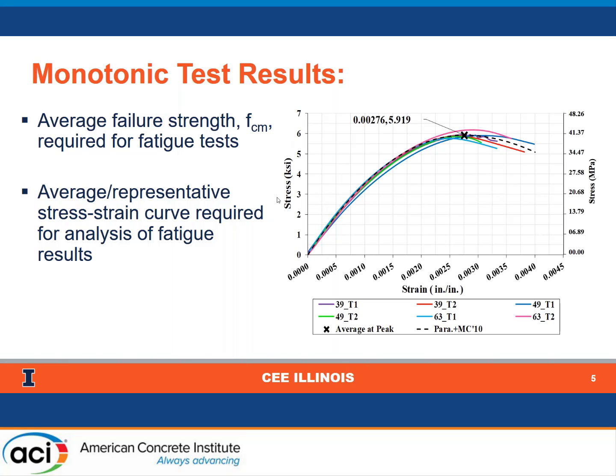So for this, we conducted monotonic tests throughout the duration of the fatigue tests at regular intervals, roughly every 10 days or so. And some of the monotonic stress strain plots are shown in this figure here in the various colors.